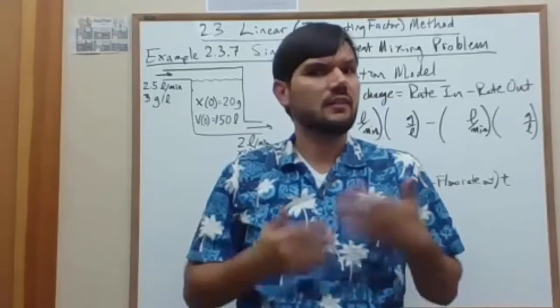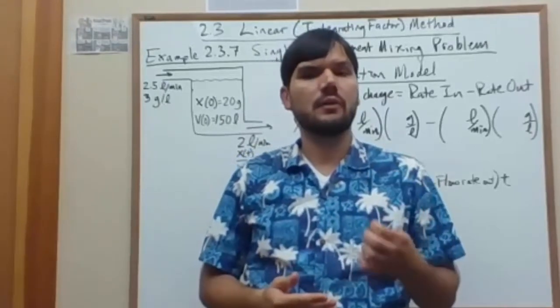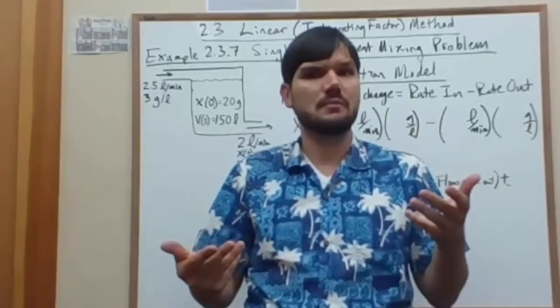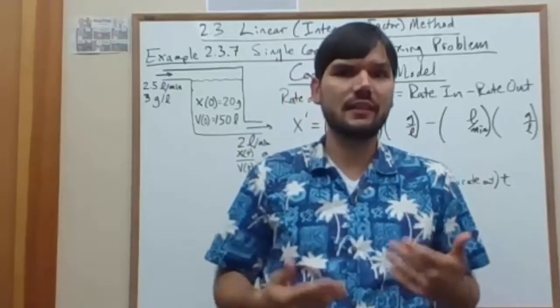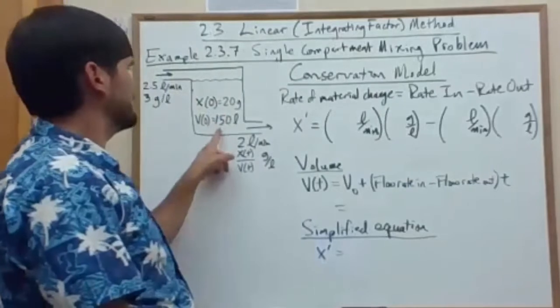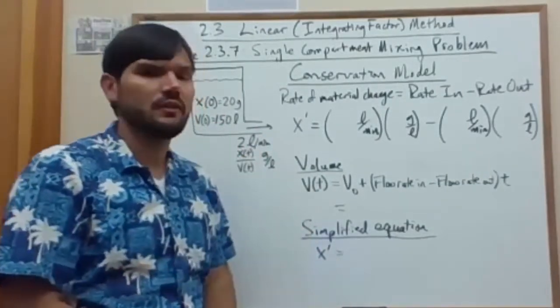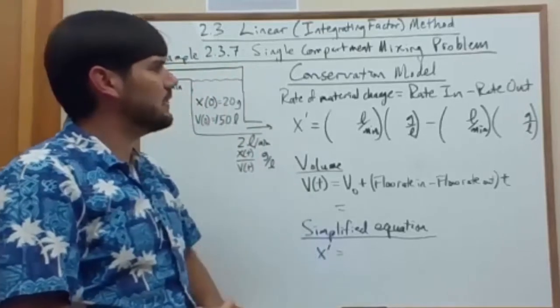Can we reach the desired concentration of 1 gram per liter before we overflow the tank, which has a maximum volume of 160 liters, starting at 150 liters? That's our goal. So we start out with the conservation model.